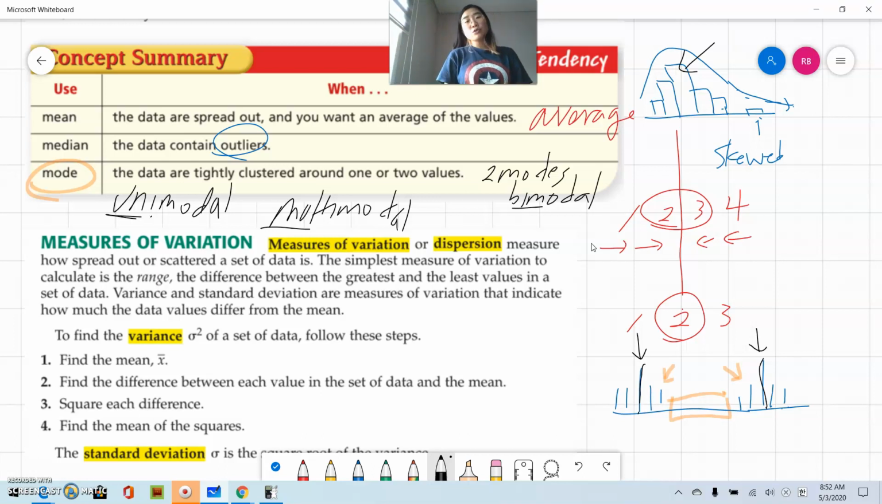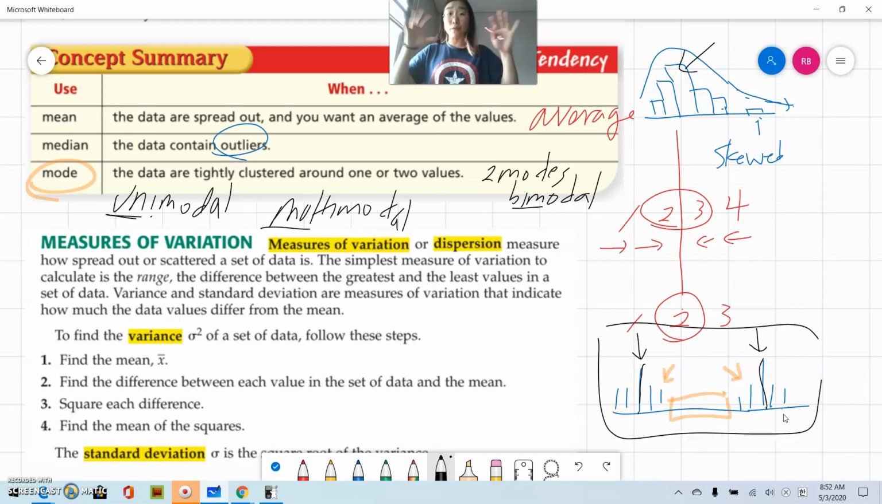So mode is usually a very useless piece of information unless you have a multimodal situation. So if you have a bimodal, you should state the mode as a central tendency because this means that you have two different groups. You had a low performing group and a high performing group. So this study should have been conducted in two separate times or else you can't really get the middle of the population because clearly you have two separate groups, right?